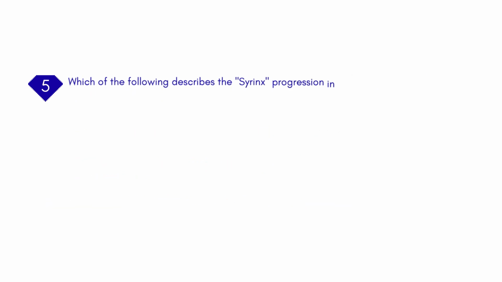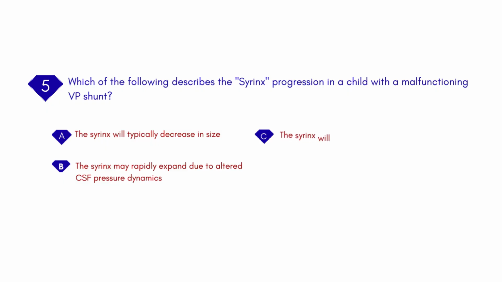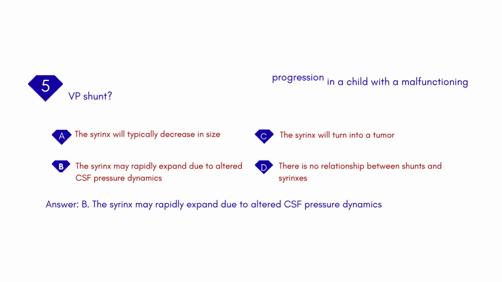Which of the following describes the syrinx progression in a child with a malfunctioning VP shunt? A. The syrinx will typically decrease in size. B. The syrinx may rapidly expand due to altered CSF pressure dynamics. C. The syrinx will turn into a tumor. D. There is no relationship between shunts and syrinxes. Answer, B. The syrinx may rapidly expand due to altered CSF pressure dynamics.